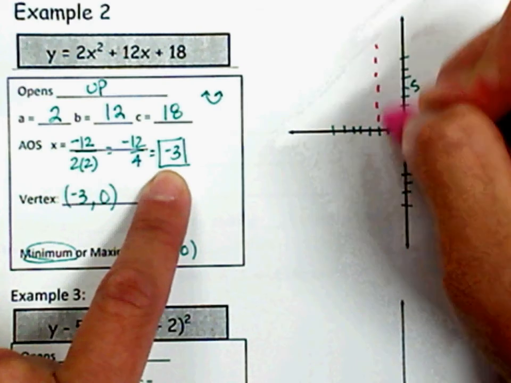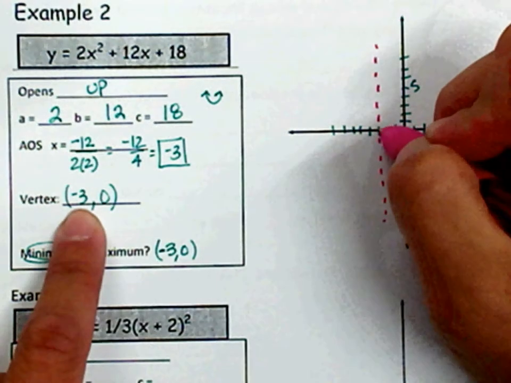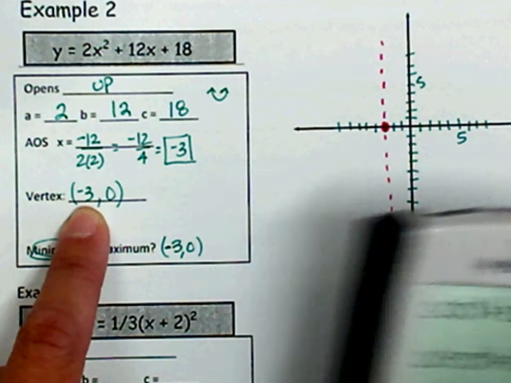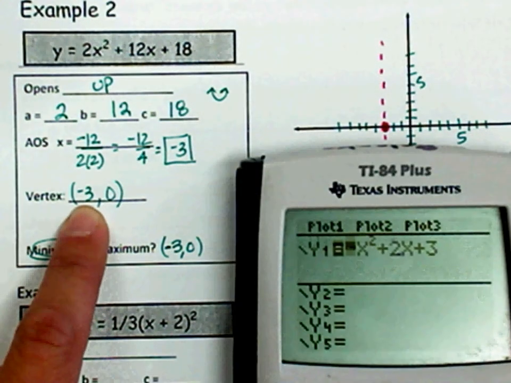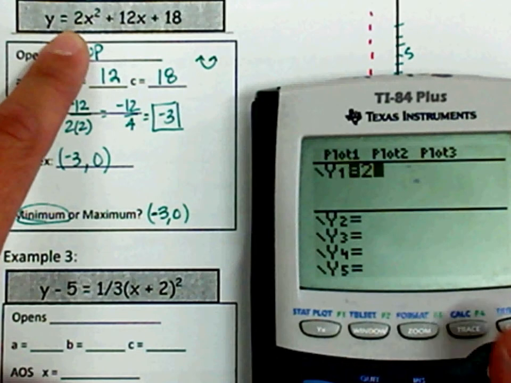Okay? Vertex, negative 3, 0. Your vertex is always on the axis of symmetry. Next part, go to y equal. Type in the equation, and we're going to get our points: 2x squared plus 12x plus 18.